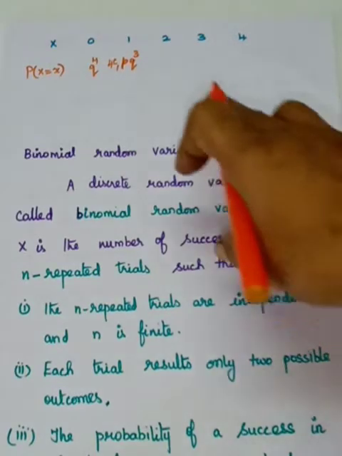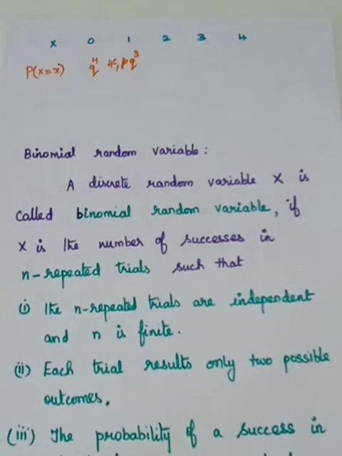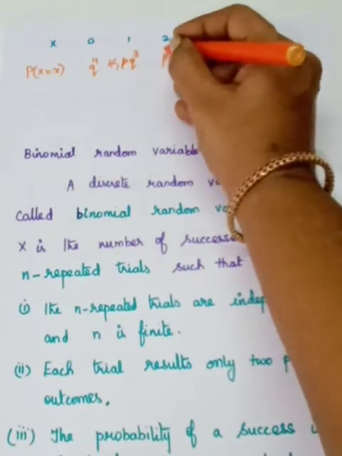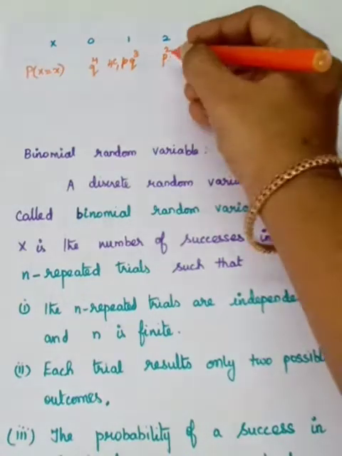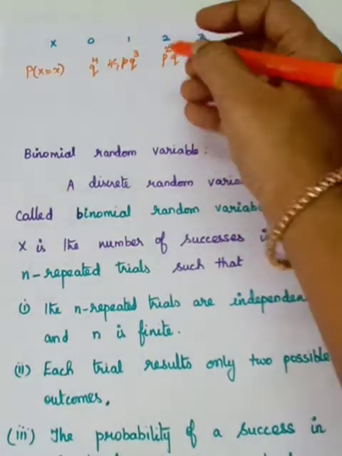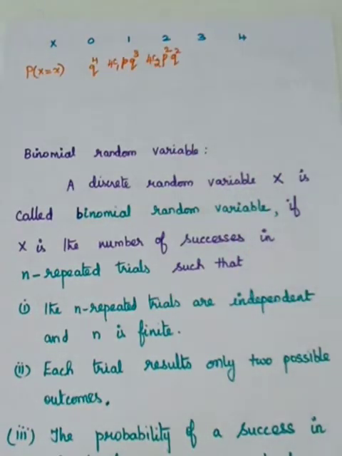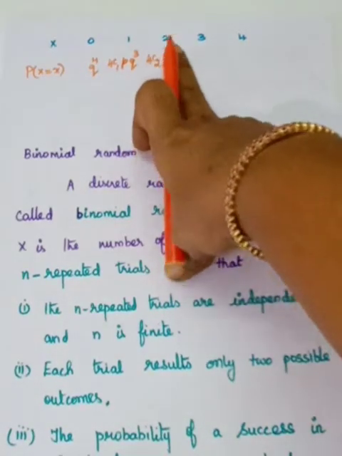Next, x is equal to 2 means what? Number of heads is 2. So 2 times you are getting head and the remaining 2 times you are getting tail. Therefore it is p squared. Why p squared? The probability of getting head is p, and 2 times you are getting it, so p squared. And 2 times you are getting failure, so it is q squared. This can be written with 4c2, since out of 4 coins, 2 coins are getting a head. So 4c2 p squared q squared.